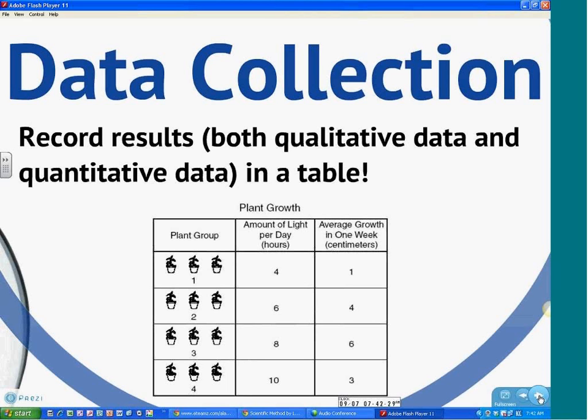If you notice on the chart too, it has the units. So we know that average growth in 1 week is measured in centimeters. If you don't put that, we don't know what those numbers mean. And you may not remember, so it's important to write it down.